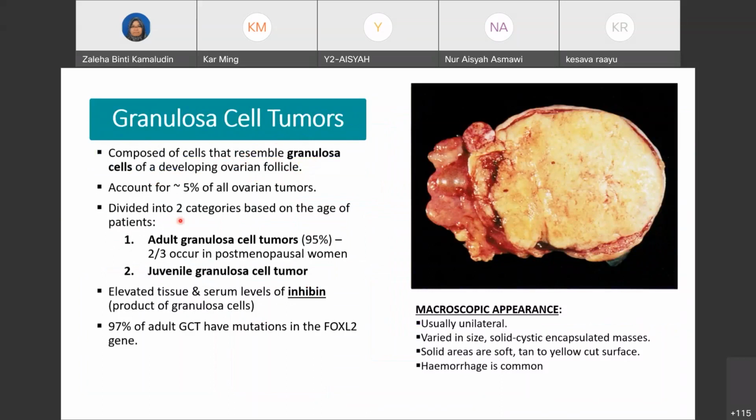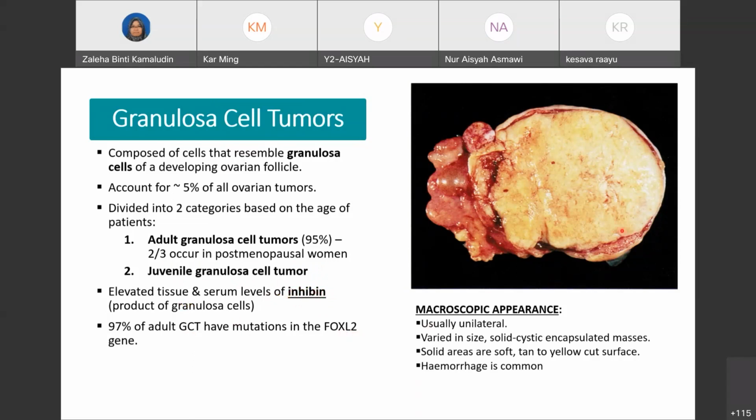It can be divided into two categories based on age. The adult granulosa cell tumor, two-thirds of these cases occur in postmenopausal women. Meanwhile, the juvenile granulosa cell tumor occurs in younger women. Clinically, the serum inhibin is elevated. This inhibin is not really a tumor marker; it's more a secretion produced by this tumor. This tumor usually has a mutation in the FOXL2 gene.